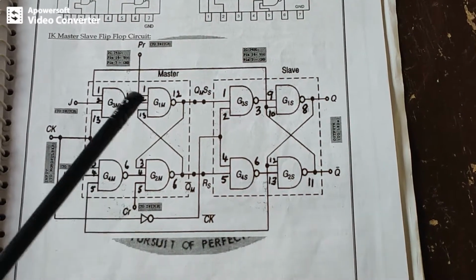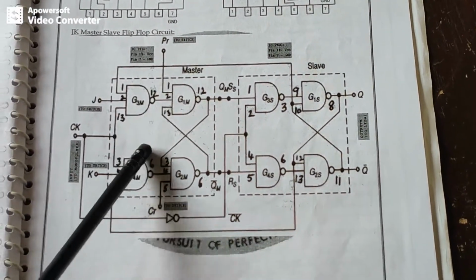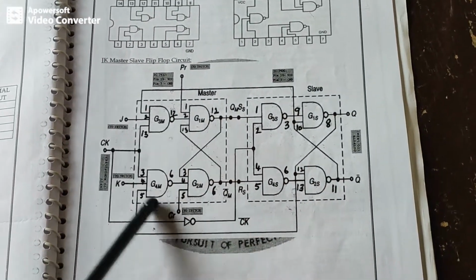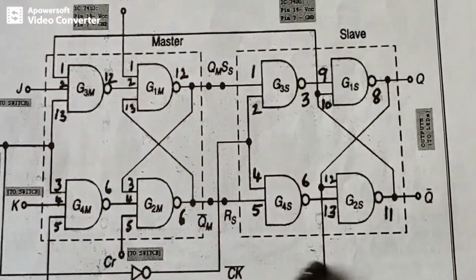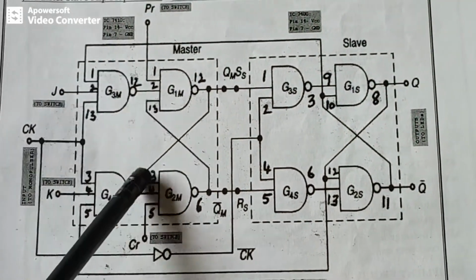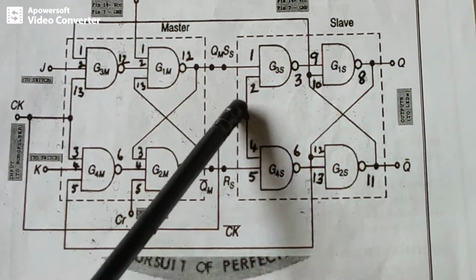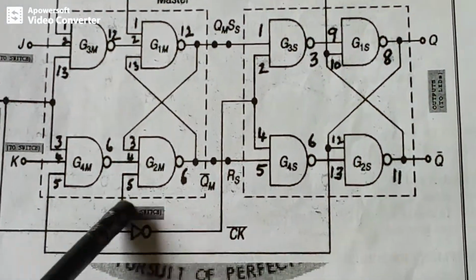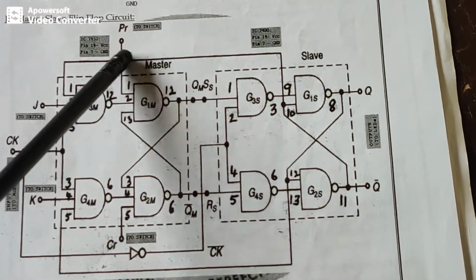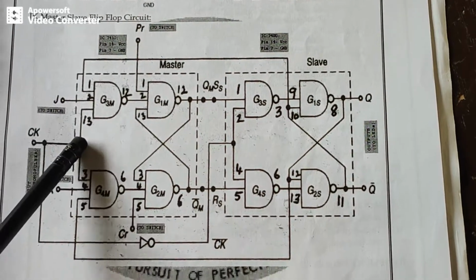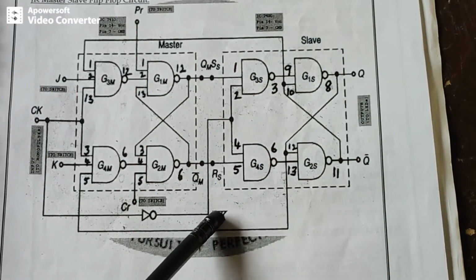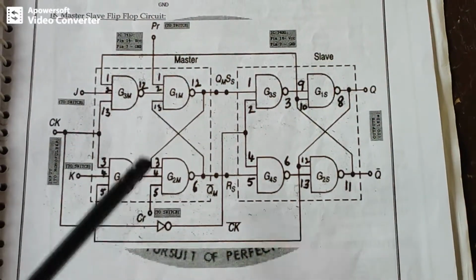In order to avoid the race around condition, we are using two flip-flops, one called the master and the other called the slave. Here you can see in the diagram, this is the master section and this is the slave section. This is the clock. This clock goes to the master section, and the same clock goes to the slave section during the negative cycle. You can see the inverter here, that means the clock is inverted and given to the slave section. So the master section works during the positive cycle of the clock and the slave works during the negative cycle of the clock. In this way we can avoid race around condition in JK flip-flop.